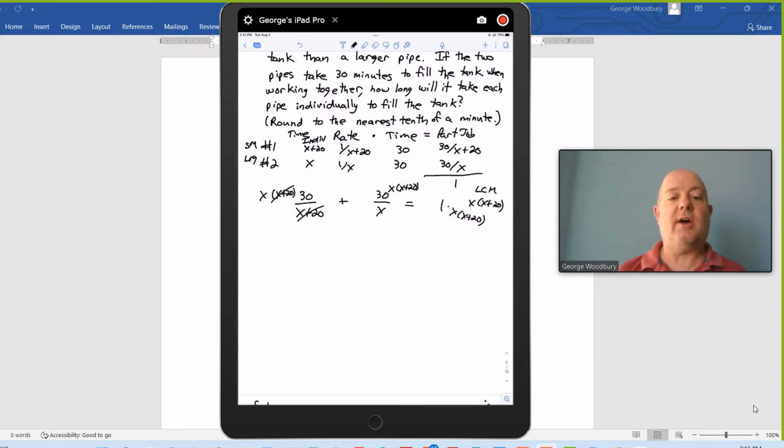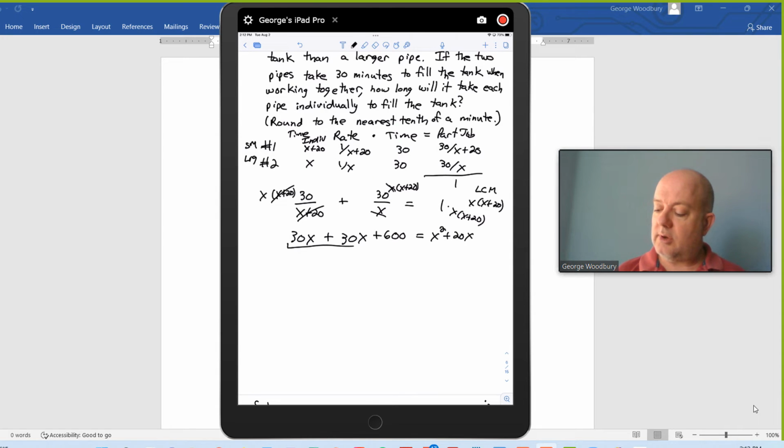On the left side, the x plus 20s cancel in that first fraction, leaving 30x plus. Divide out the common factors of x in the second fraction. I've got 30 times the quantity x plus 20. That's 30x plus 600, distributing that 30 through. Finally, on the right-hand side, 1 times x plus 20, I just need to distribute x. I get x squared plus 20x.